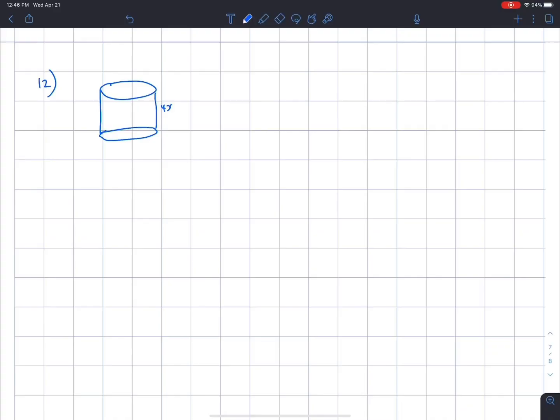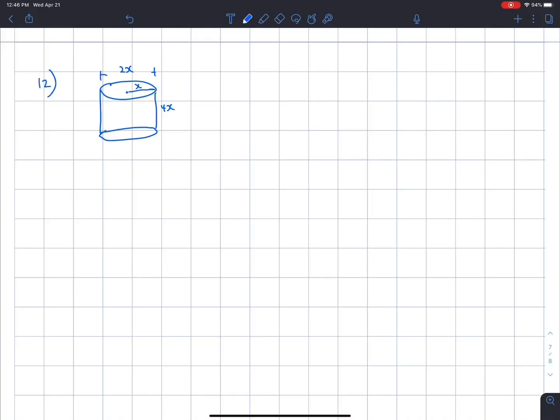So I'll let the height be 4x. The reason why I let it be 4x is because then the diameter will be 2x, because diameter is half the height. And now I can say that the radius is x. So it's really because I wanted to let the radius be x, that's why I had the height as 4x and the diameter as 2x.